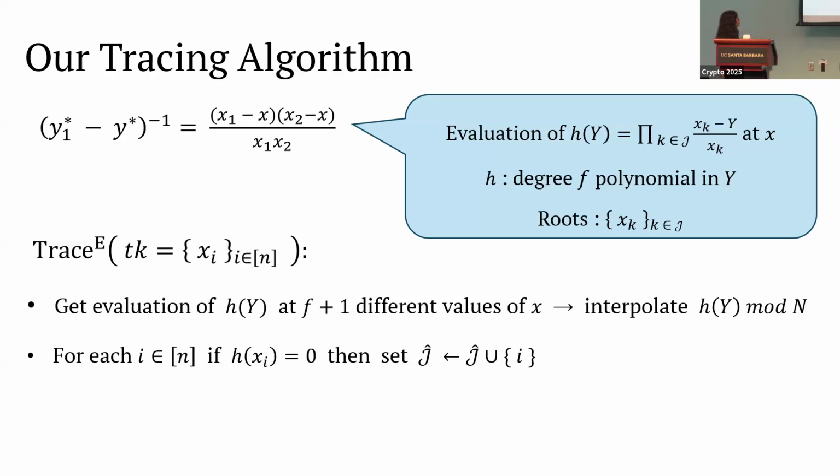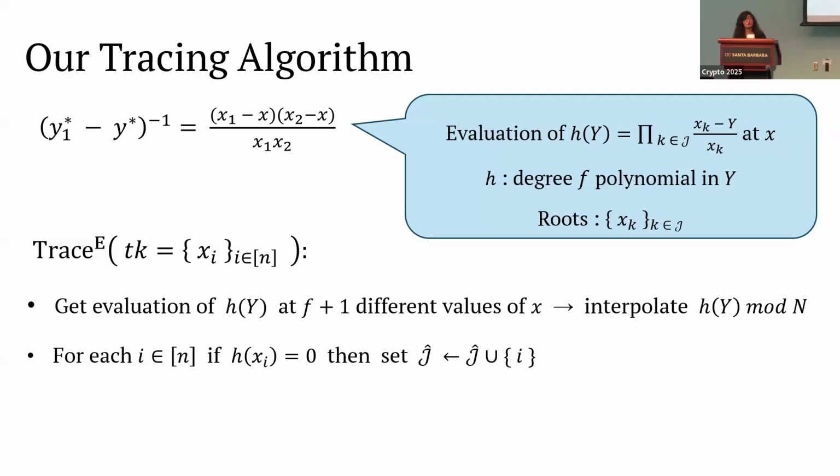So now we've gotten the polynomial h, which actually contains the xk values of the corrupt parties as roots. So now essentially all we need to check is for the roots of this polynomial. So for any party i in n, the tracer just checks if xi is a root of the polynomial h, then by definition it has to be a corrupt party. So we just add this party i in the set J hat. And in our paper we also prove that you'll never end up blaming an honest party here because the honest xi values are completely hidden from the adversary.